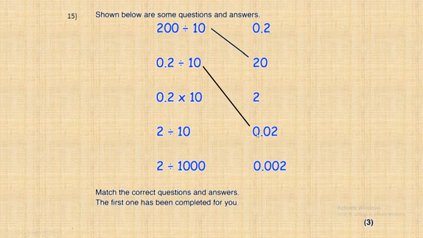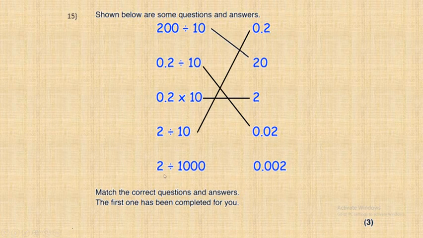Here, this one. And here, 0.2 times 10, multiplication, I'm moving the decimal point to the right. How many steps? According to the number of zeros. Here I have only one zero, so I move one step to the right, which is going to be 2. Here, 2 divided by 10, I don't have any decimal point here. But when I don't have a decimal point, I'm supposed to imagine that it's on the right-hand side of the number. So when you divide by 10, you move the decimal point one step to the left. So it's going to be 0.2.